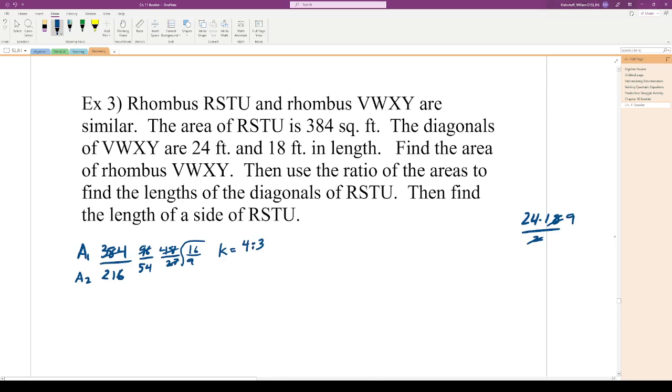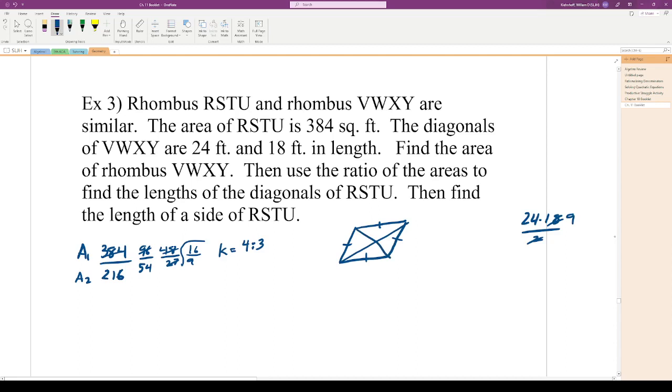So my diagonals are 19. Okay, so shape 1 was the bigger shape, and we want to find something about the bigger shape. So we're going to find a side length of the second one and multiply by 4/3. First of all, I'm going to sketch this because we need to find a side length. So we'll pretend that's a rhombus, everything equal. And we had the diagonals were 24 and 18.